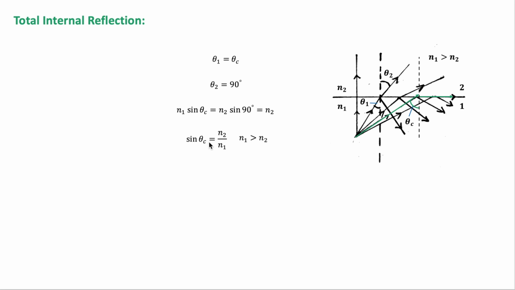So for glass, n is equal to 1.52 and the critical angle is about 41 degrees, and for diamond the critical angle is less, it's about 24 degrees, and this is what contributes to the sparkle of a diamond.